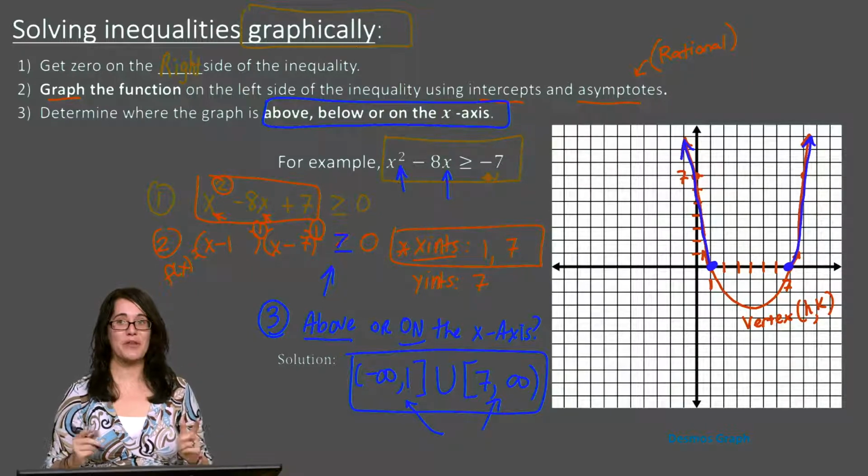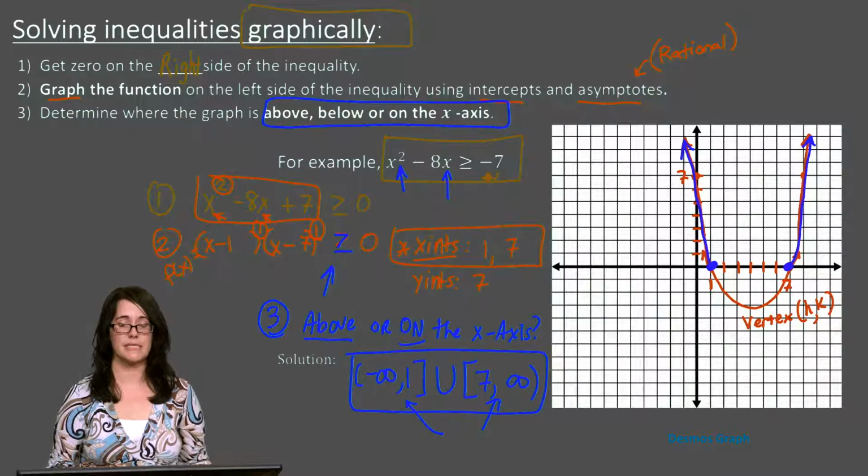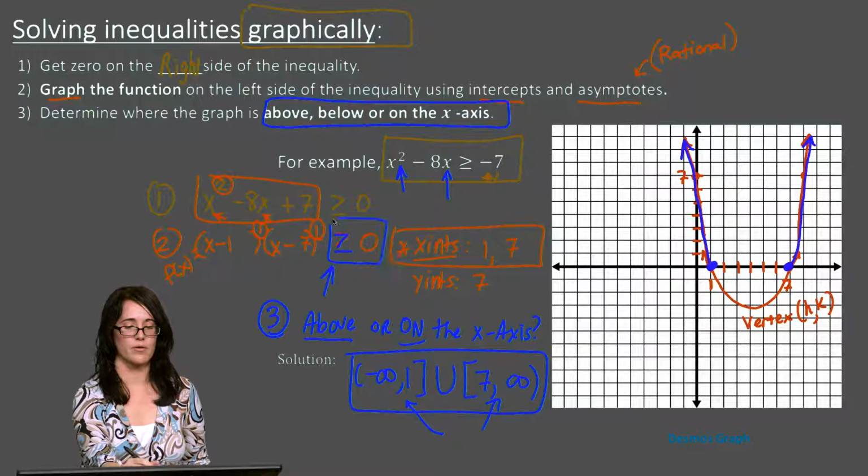Okay? So to solve this inequality graphically, just to summarize, we got 0 on the right by moving over this -7. We graphed the function on the left using intercepts this time. We could find the intercepts using any of the methods we previously discussed, but in this case, factoring was pretty nice. And then finally, we determined when the graph was on or above the x-axis because our graph was supposed to be greater than or equal to 0.